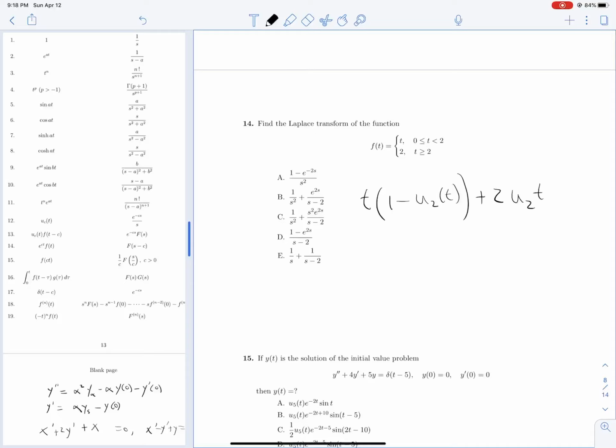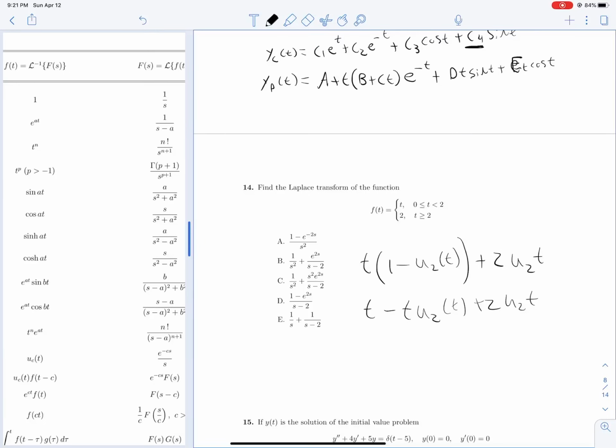Let's rearrange things though, because right now it's not really in a form that we can take our Laplace transform of very easily. And so we have t minus t u2 of t plus 2 u2 of t. So we can rearrange this in the form t minus u2 of t multiplied by t minus 2, because that will expand to our 2 u2 of t and our negative u2 of t multiplied by t. Okay, so that's good. This is our f of t.